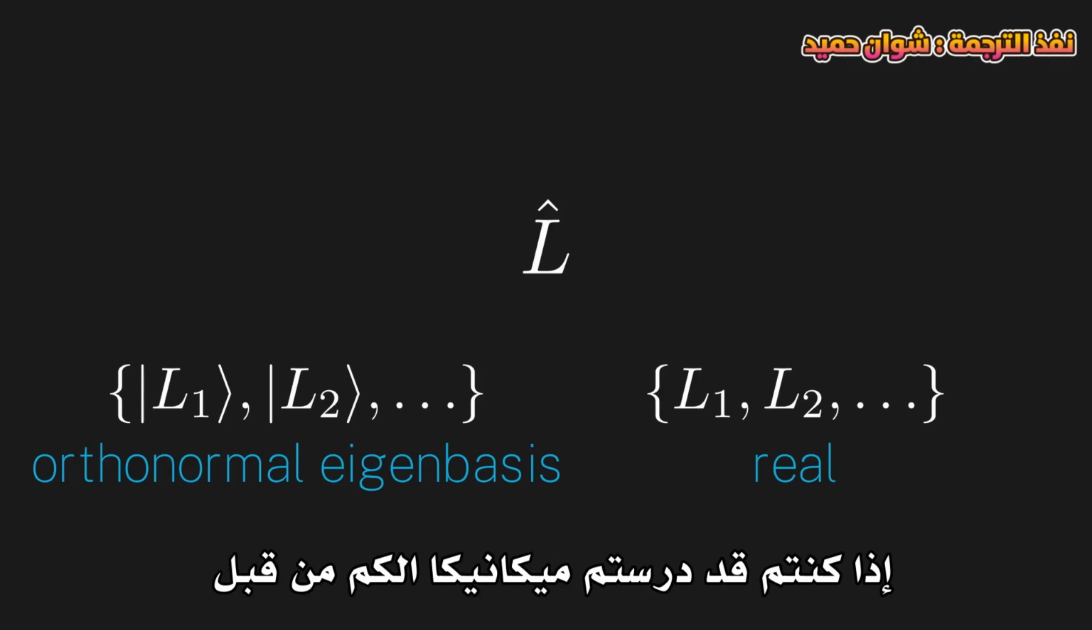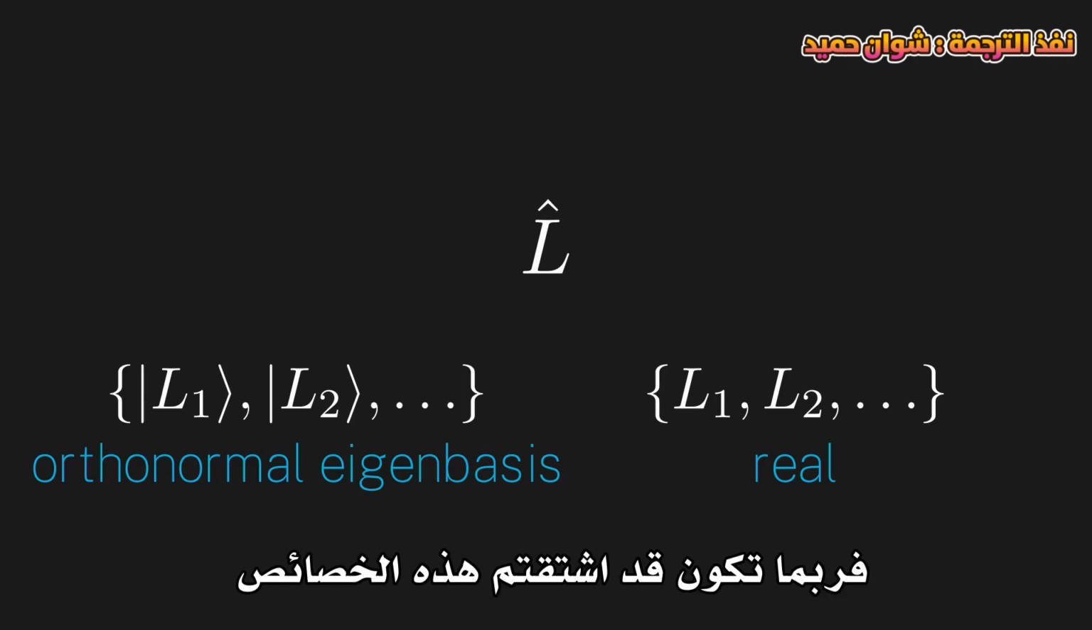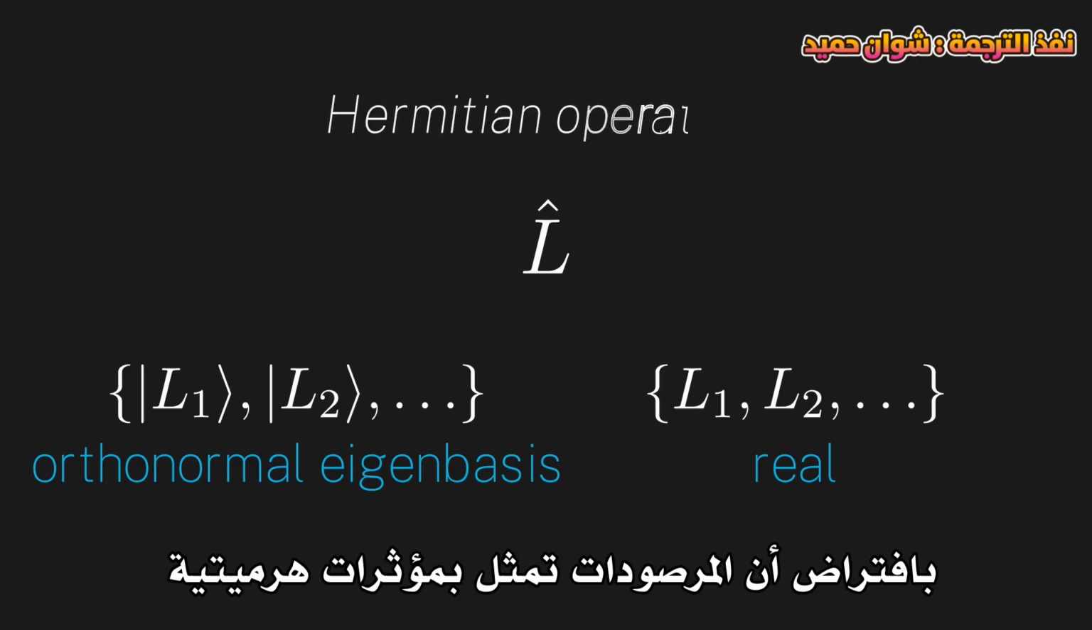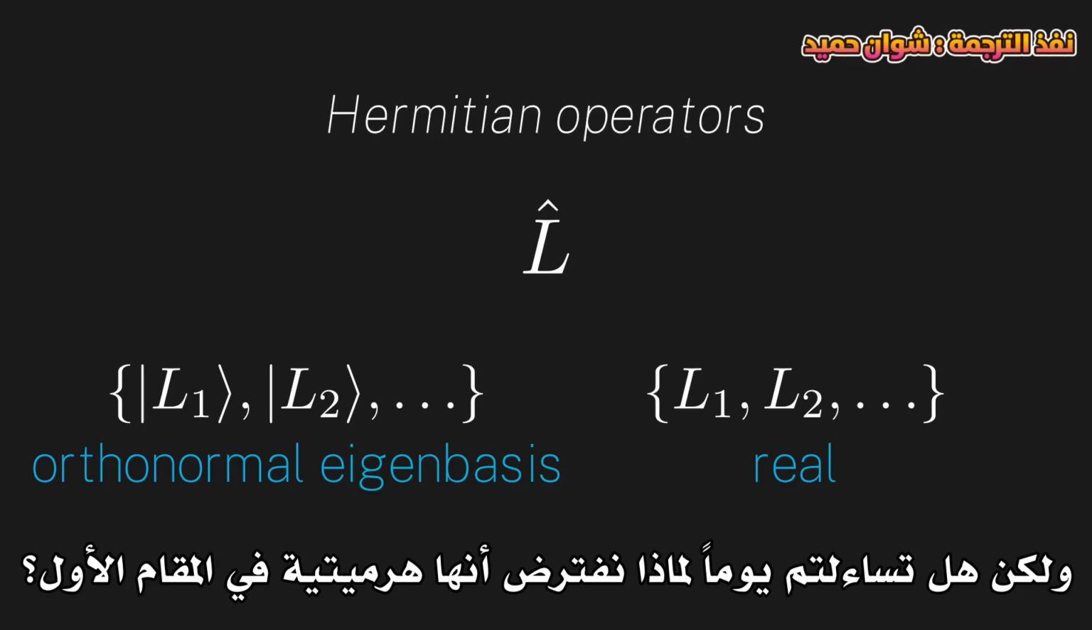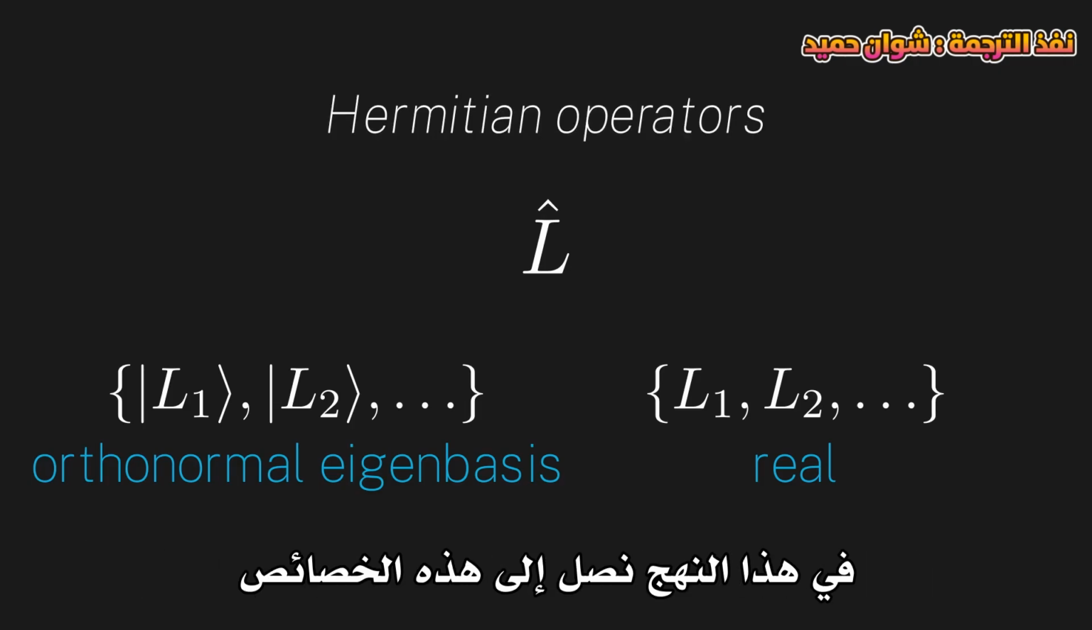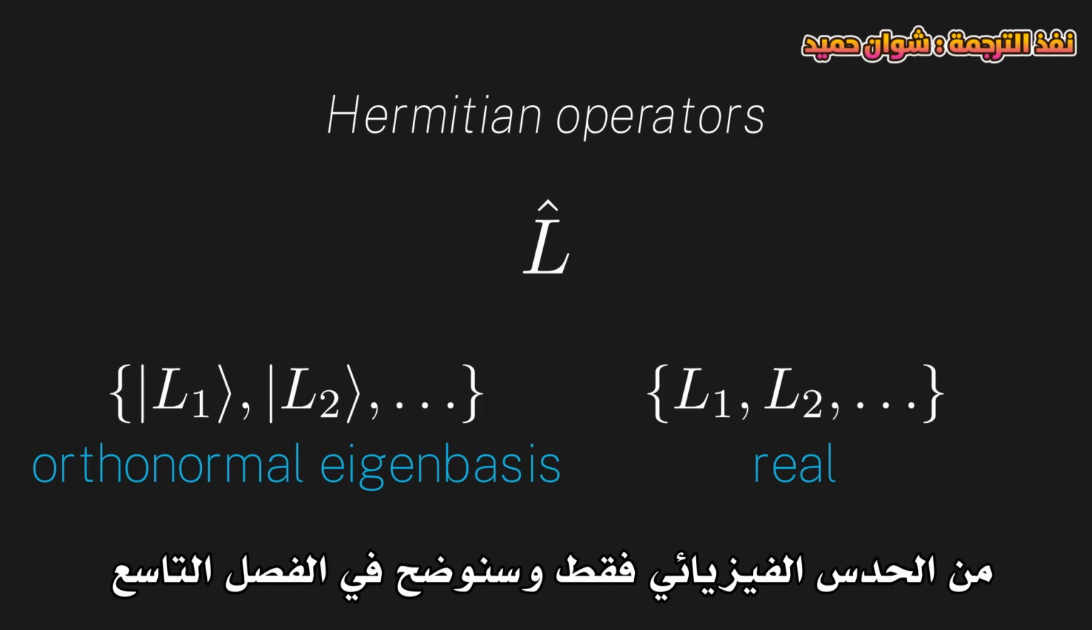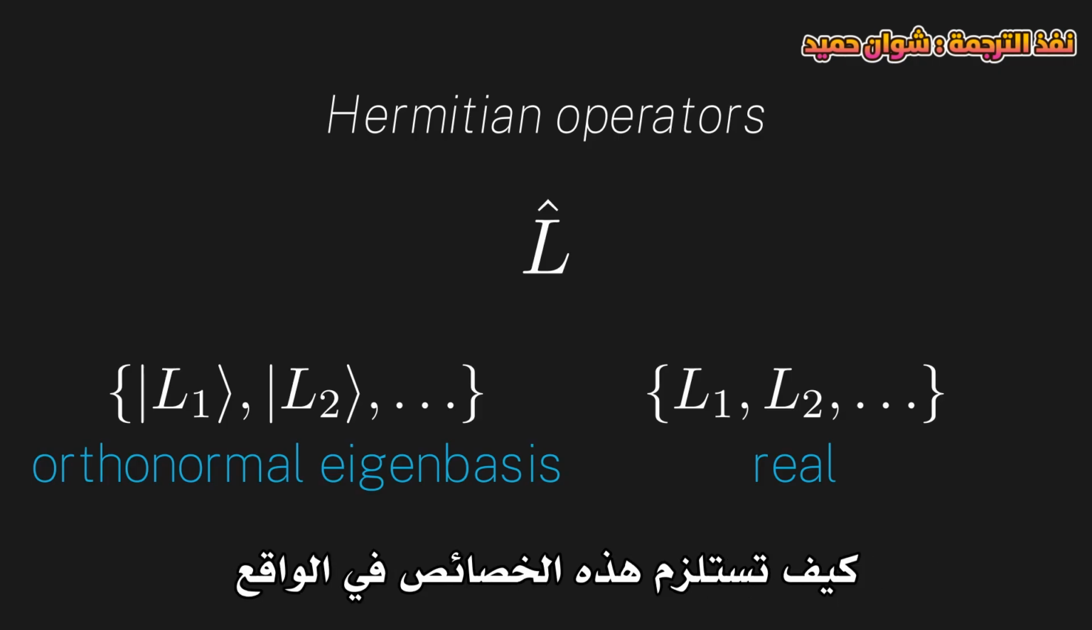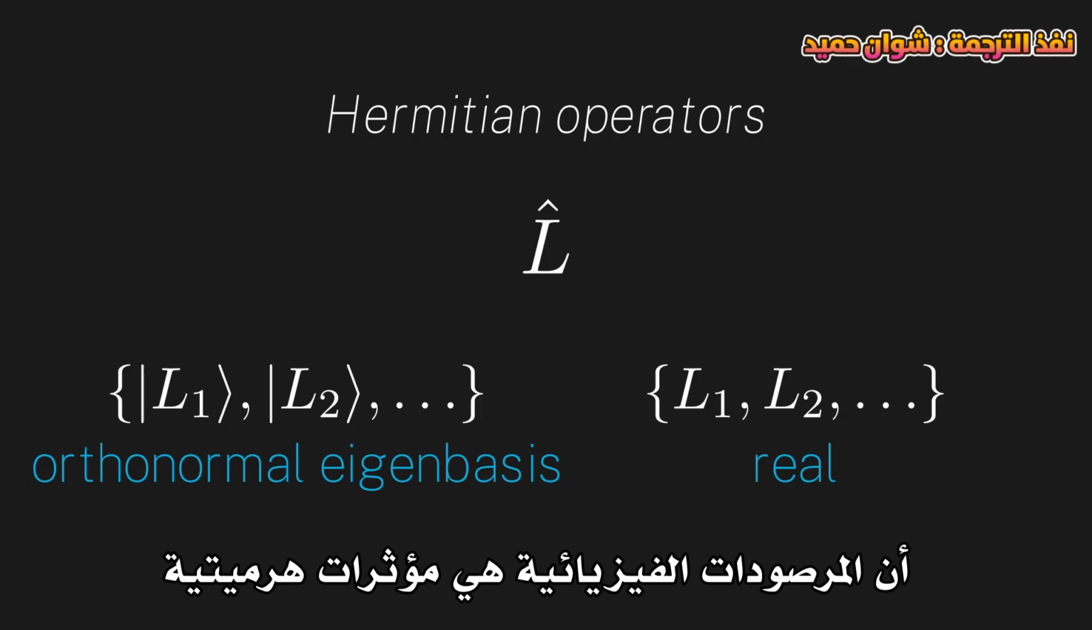If you've taken a quantum mechanics course in the past, these properties are usually derived by assuming observables are Hermitian operators. But haven't you wondered why we assume them to be Hermitian in the first place? In this approach, we get these properties just from physical intuition, and in Chapter 9, we'll show how these properties actually imply that observables are Hermitian.